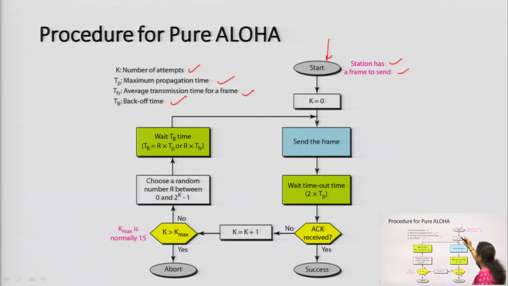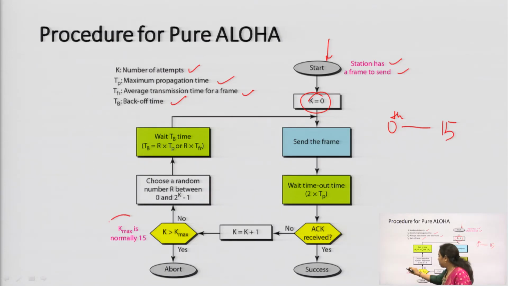So, K is the number of attempts that have been made. It starts from the 0th attempt and has to end at some point, because you cannot transmit data for a full day or for 3-4 days. You have to transmit the data after a particular time interval. K max is 15, which means you have 15 to 16 attempts for proper transmission of data.